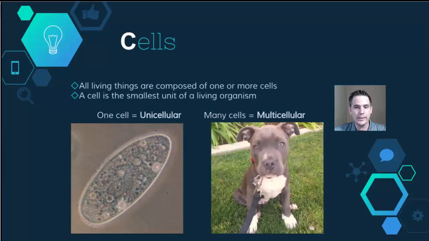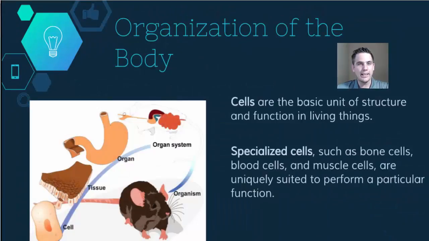We are all made of cells. All living things are made of cells. And the cell is the smallest unit of a living organism. And the purpose of cells is to be the basic unit of structure and function in all living things.